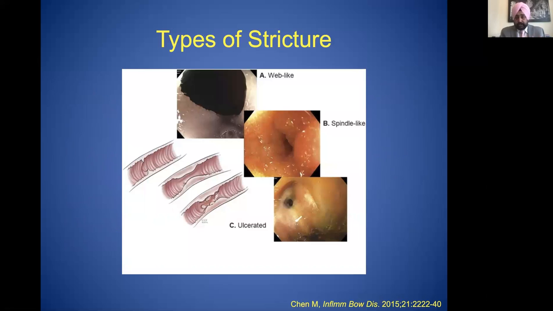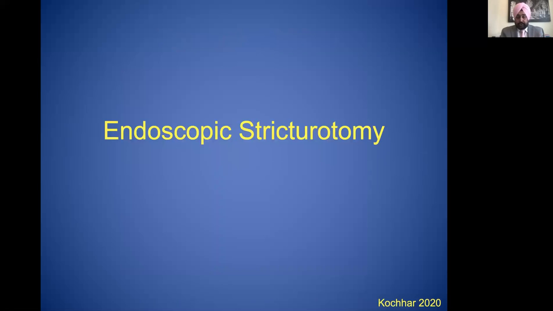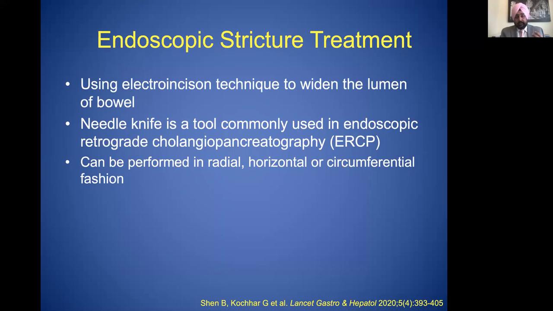Three main types of stricture. One is web-like, B is spindle-like, and C is the ulcerative stricture that we are all very concerned about. So endoscopic structurotomy is a technique in which we use electroincision to widen the lumen of the bowel. Needle knife has been commonly used in ERCP procedures. The same needle knife was used to perform radial, horizontal, or circumferential cuts in the strictured lumen to do endoscopic structurotomy.